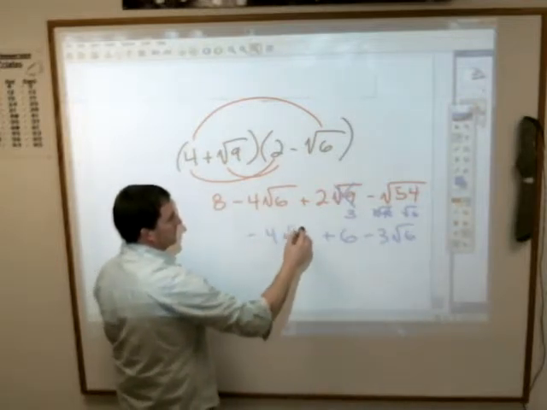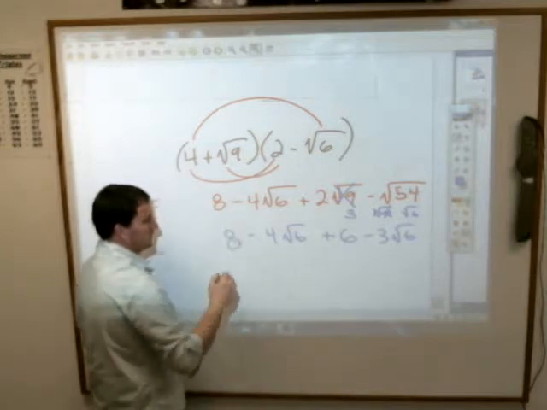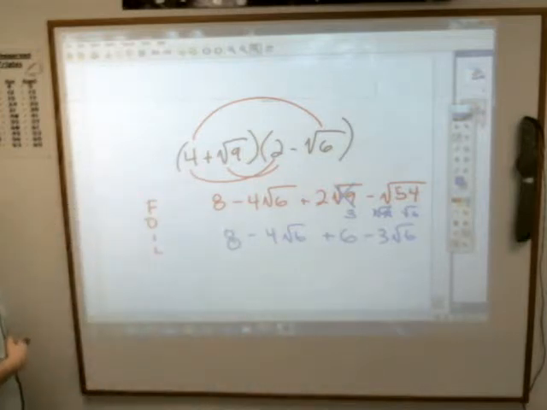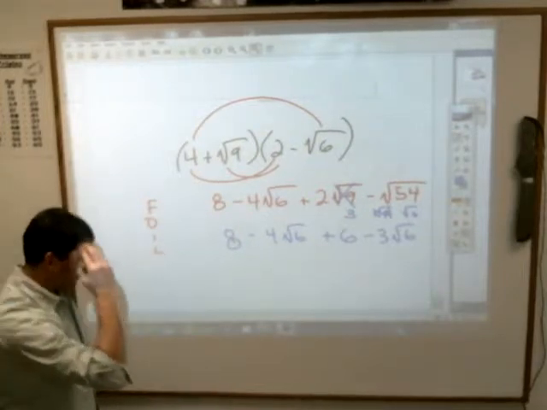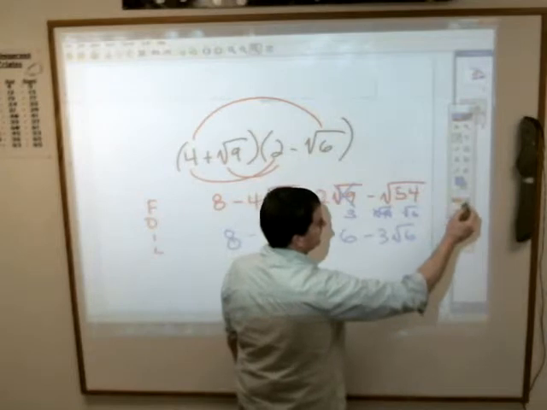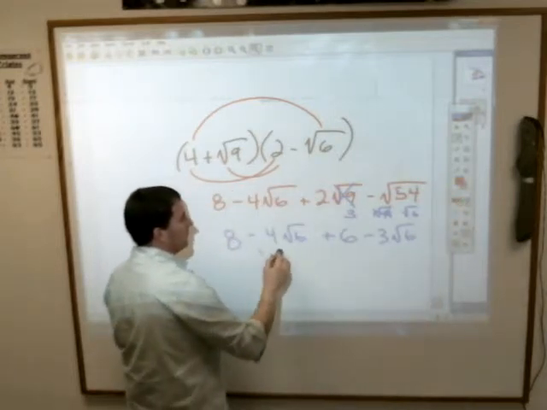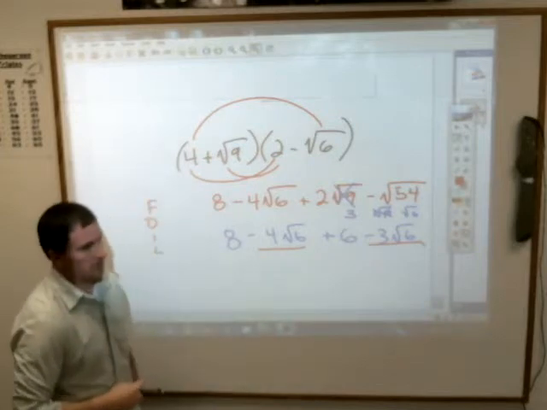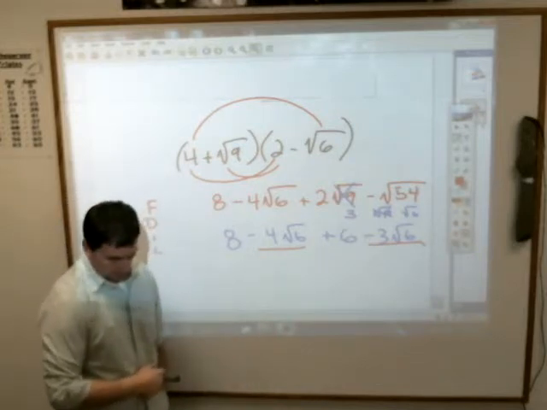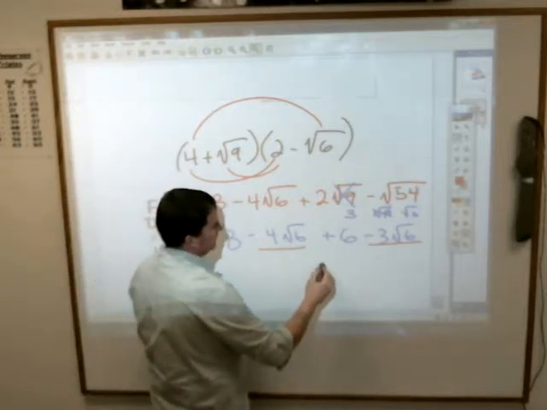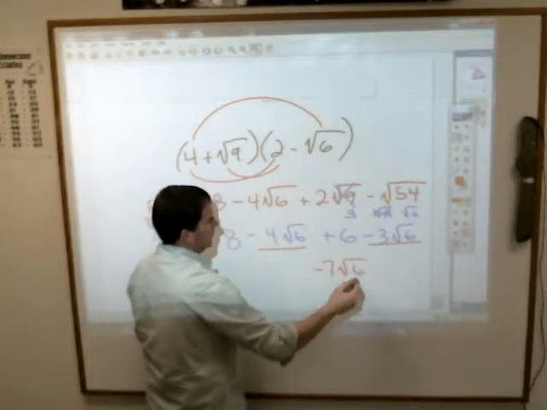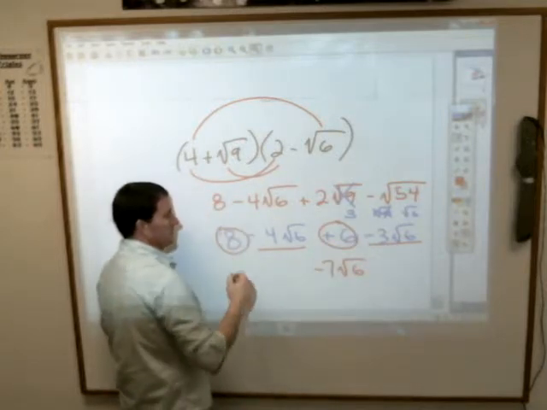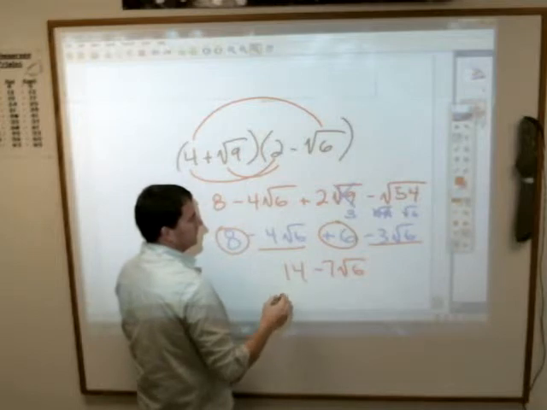So now I have this, and I have this. What can I do now? Katie Nolan? Rewrite the square roots of 6 together. Right, because you have minus 4 square roots of 6 and minus 3 square roots of 6, which gives you a total of minus 7 square roots of 6. And then you can put the 8 and the 6 together there to get 14.